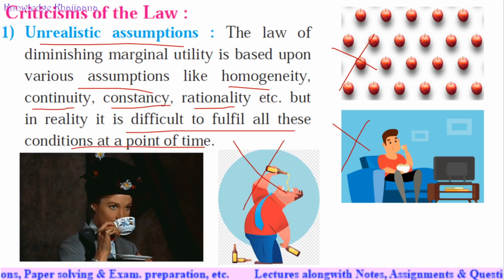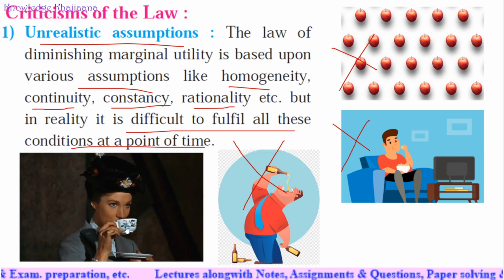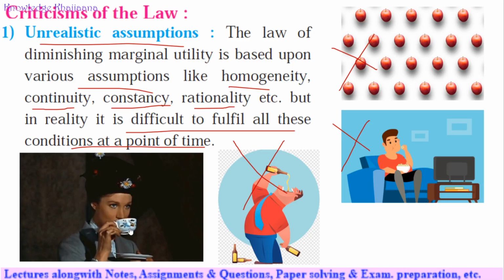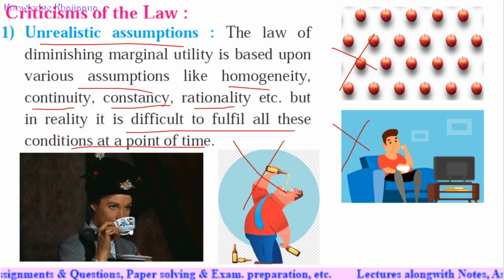See, another example is that continuous consumption or constancy cannot always be achieved, right? Our taste may change. We cannot always get the pleasure by consuming the same product again and again. So these are the unrealistic assumptions. Okay, so these are the criticisms as per the critics.